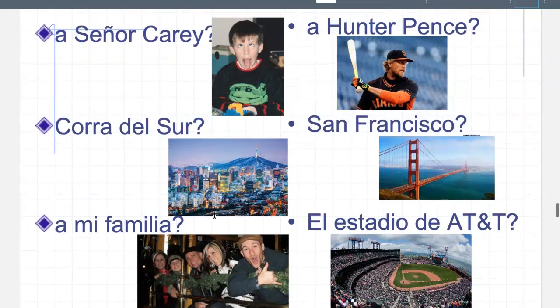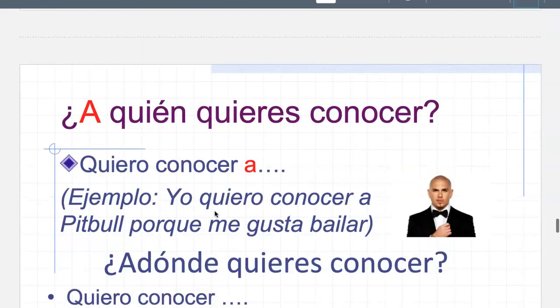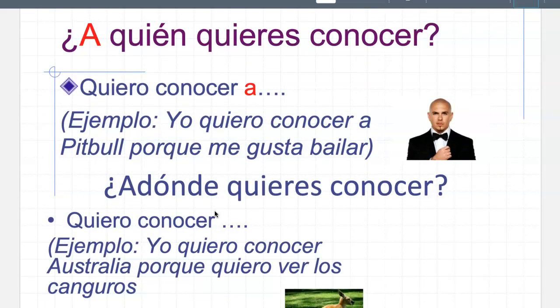And then I asked you to identify who you would like to get to know and where you would like to travel. So, ¿a quién quieres conocer? Who would you like to get to know or who would you like to meet? Yo quiero conocer a, and then the person's name or the people's name. Porque me gusta, and then replace bailar with an activity, a hobby that you would associate with that person.